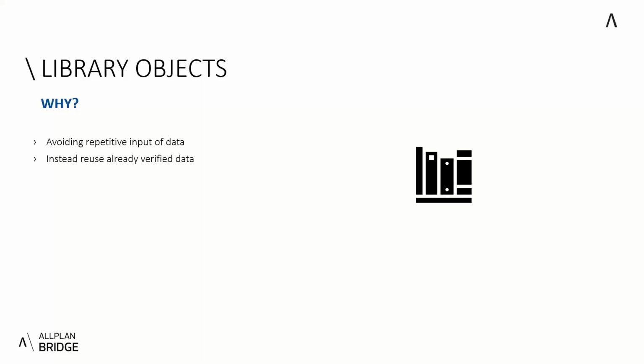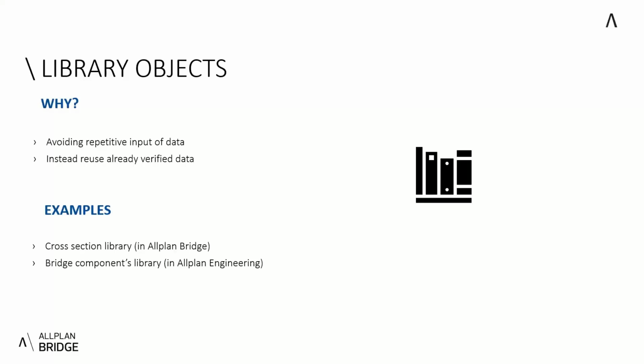But the keyword here is that once I create the object, it should be verified. It should be a proper object. It doesn't make sense to create just an object and then have to check and verify it every time you want to use it, because it loses its essence, its meaning in terms of time saving. So the idea is create it once, using already verified data, so you can use it multiple times. I'm going to give you two examples, one in Allplan Bridge and one in Allplan Engineering.